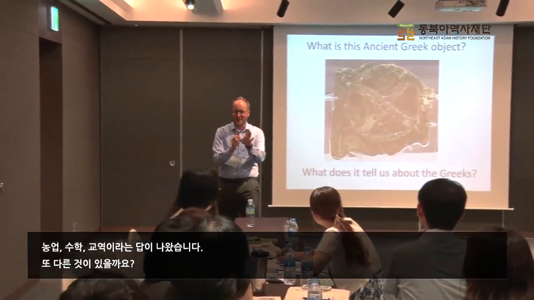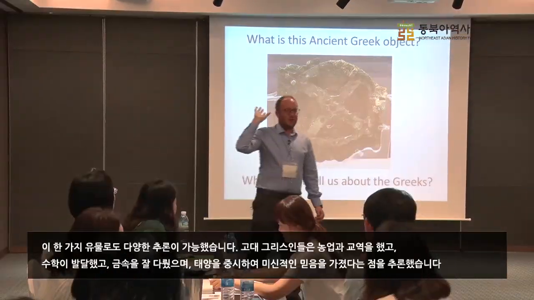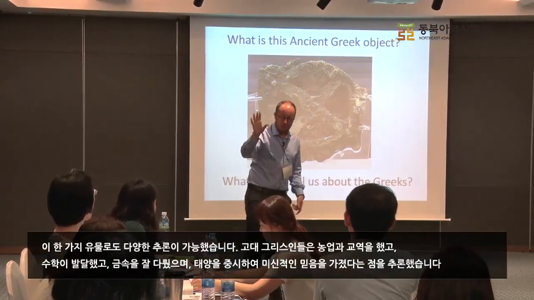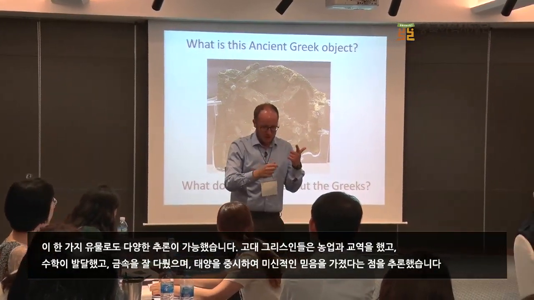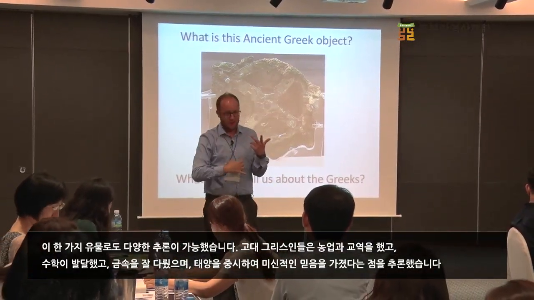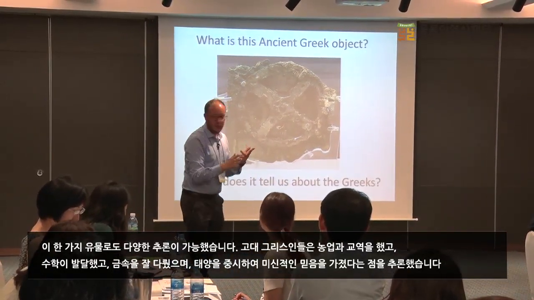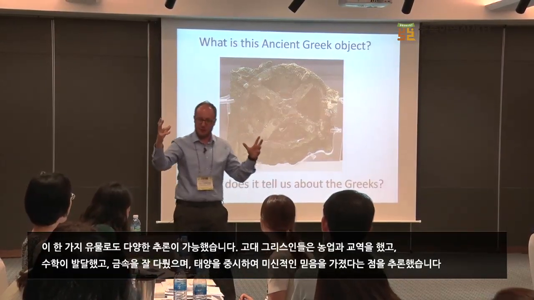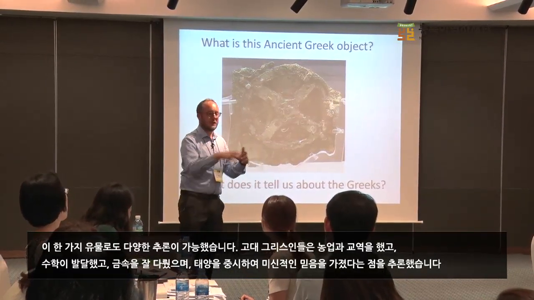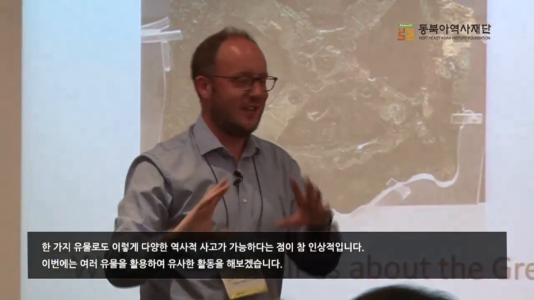So we have agriculture, maths, trade. Anybody else? So from one object we've made inferences, and we've said that the Greeks were good at agriculture, they had trade, they had maths skills. You can see that they had metal skills. You can see that they had supernatural beliefs about the power of the sun, because it was so important for them to work out when the solar eclipse was. So one object, lots of historical thinking, which is brilliant.